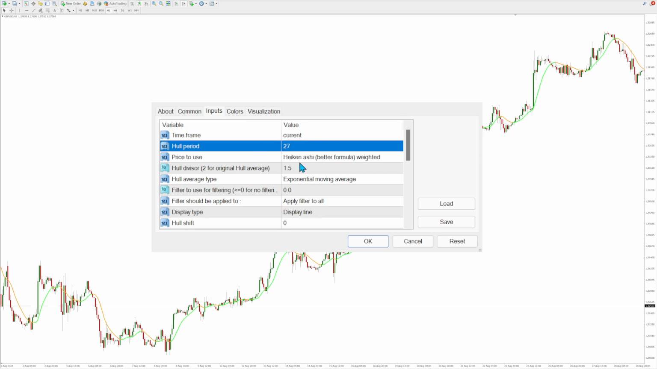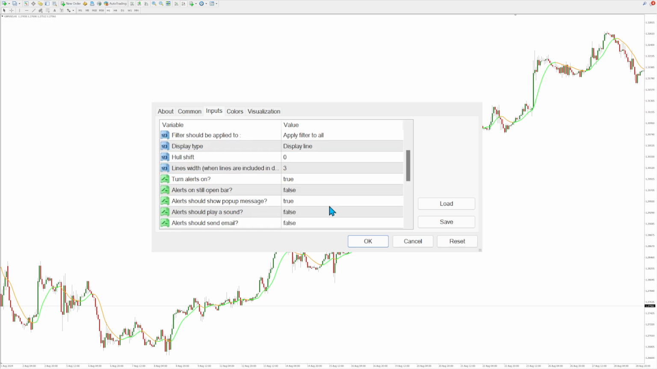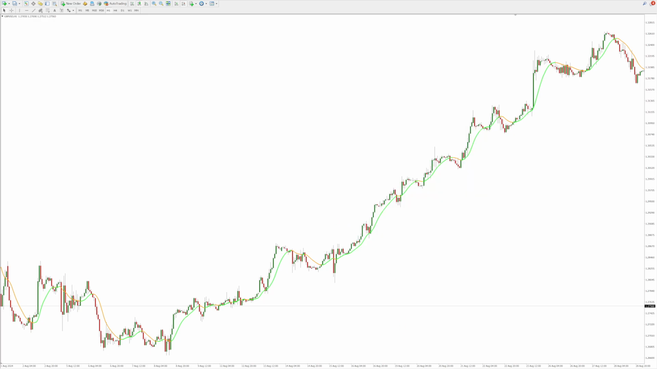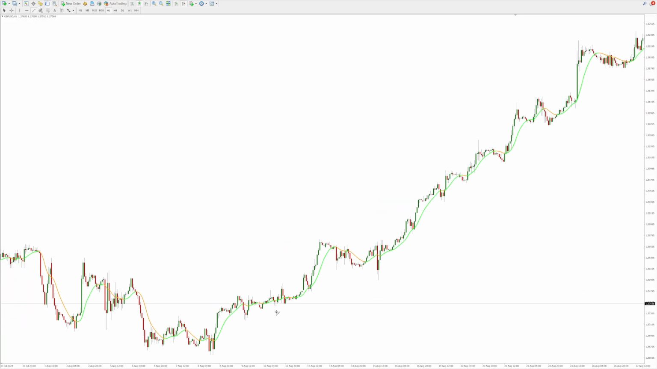Okay, so you can choose the moving average period, price to use, the type of moving average. As I said, this is the exponential moving average, and various other settings such as alerts, and so forth. This is the MetaTrader 4 platform that I'm using. You can use this strategy on any trading platform. You just need to find the zero lag moving average indicator, attach it to your charts, and then you're ready to go. So how do we use this in our trading?